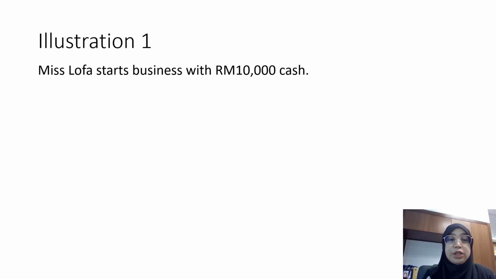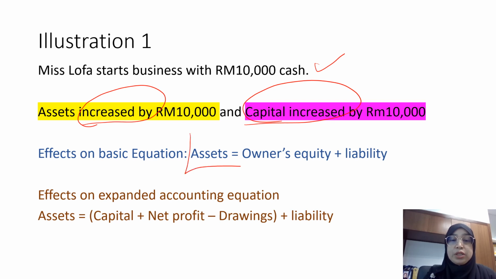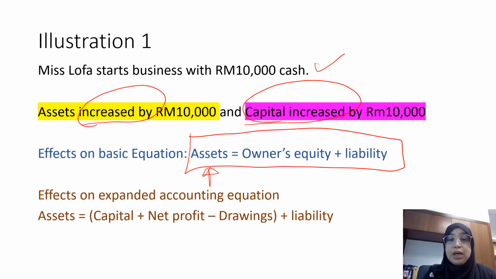Okay, let's look at the first illustration. Let's say Miss Lofa starts a business with 10,000 cash. How does this transaction affect the basic accounting equation? Based on this transaction, assets will increase by 10,000, and capital will also increase by 10,000. So based on our basic equation just now, assets will increase by 10,000, and capital under owner's equity will also increase by 10,000. Therefore, your left and right sides balance.